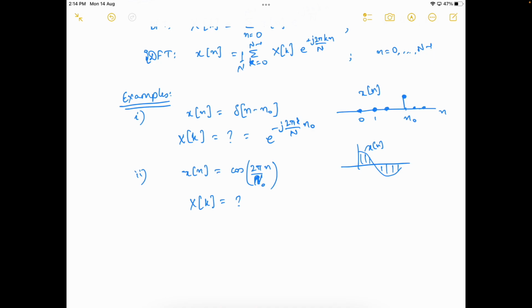Done? N? What is N naught? N naught is a number. Length of signal? No, N naught is the periodicity or the time period of x of n, the time period of this cosine signal. Right, because when small n is equal to n naught, then it becomes cos 2 pi. One cycle is completed.